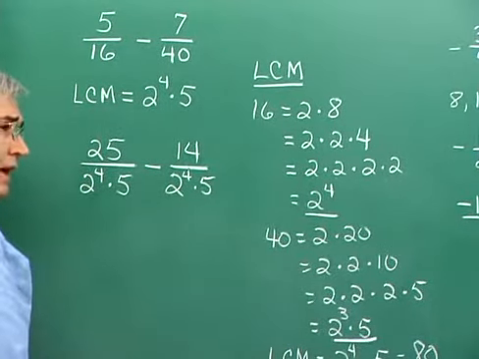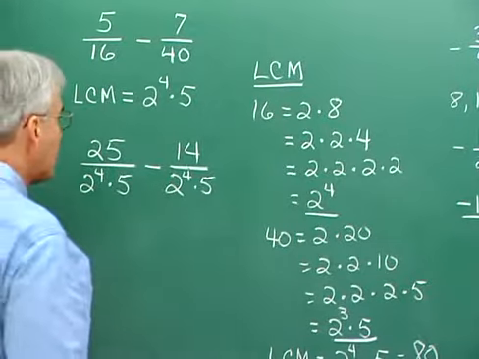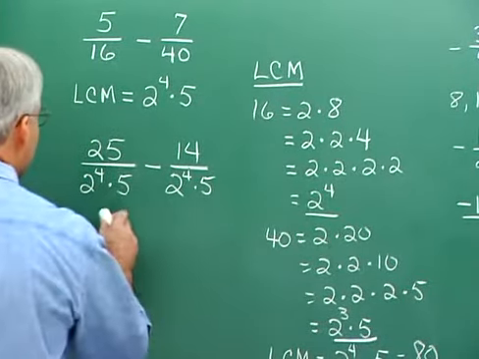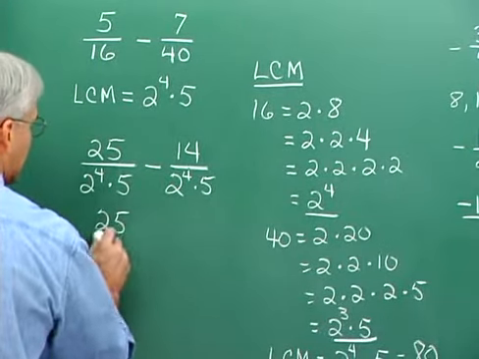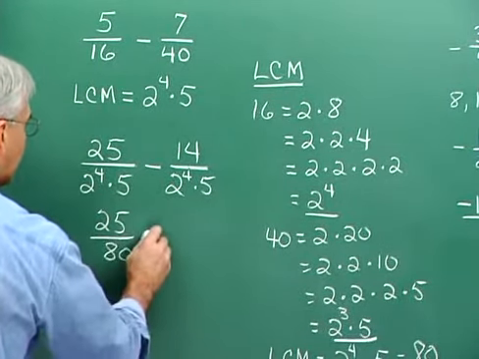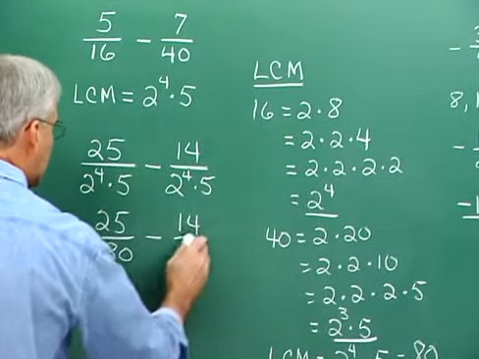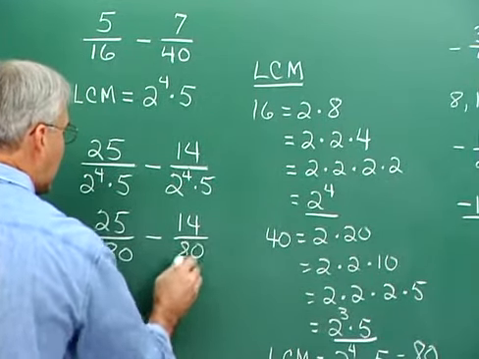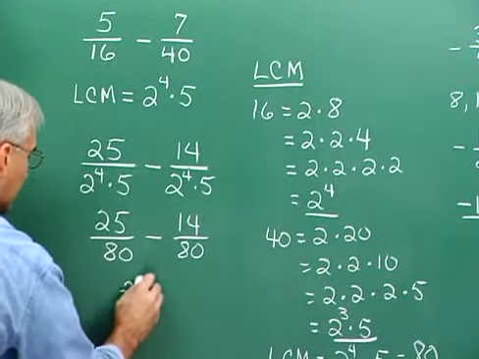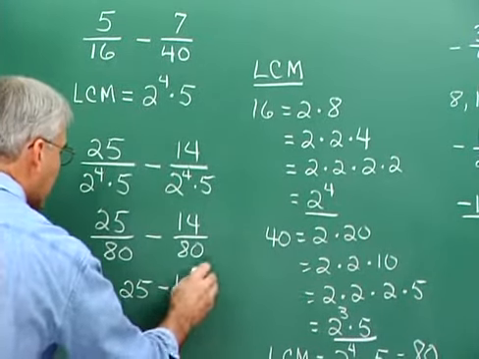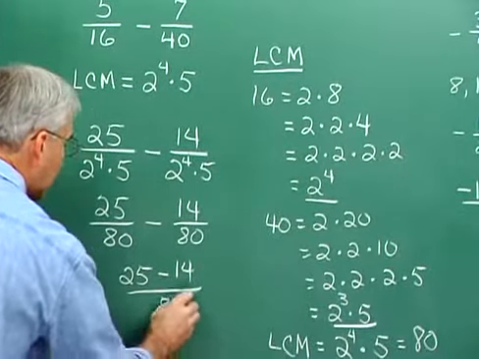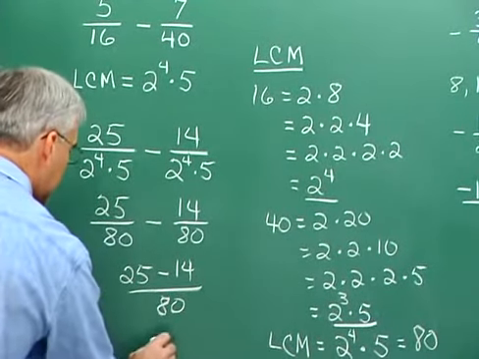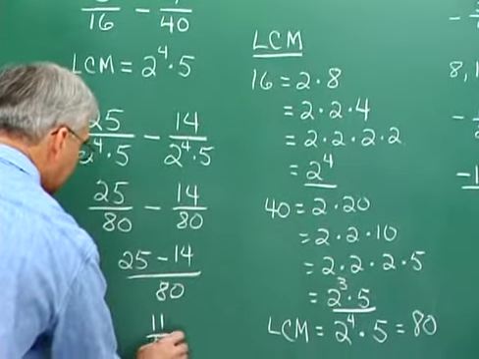But as I say, there are a lot of right strategies to use here, and you're going to find one that's comfortable for yourself. So, I'm just going to write a step to show it in a different form. This is really just 25 over 80 minus 14 over 80. And now we're collecting numerators. We think of this as 25 minus 14 all over the common denominator 80. And when we subtract, we get 11 over 80 as the result.